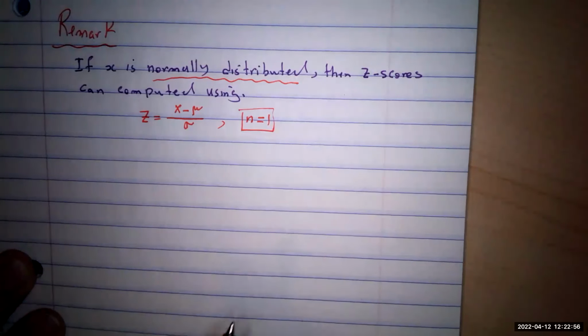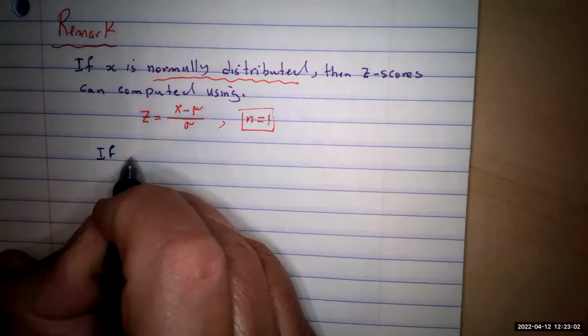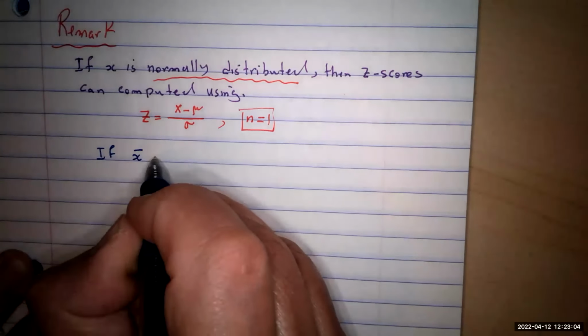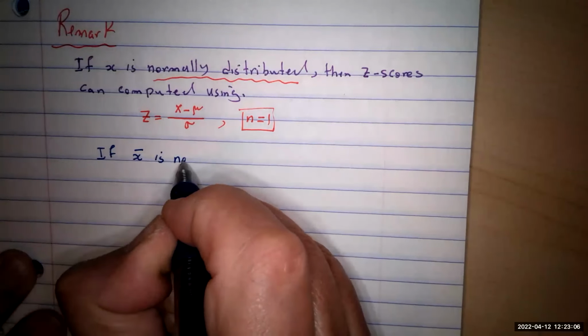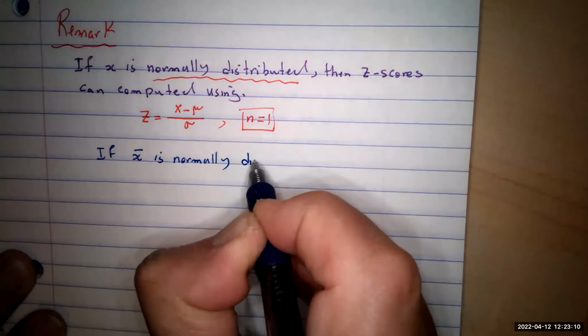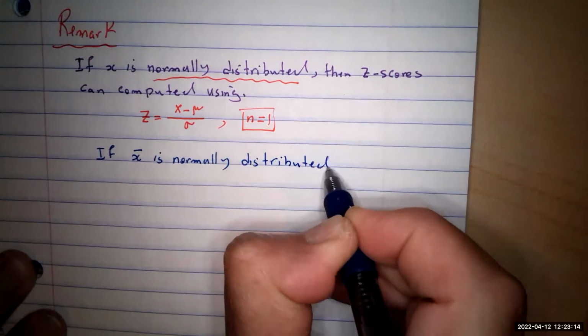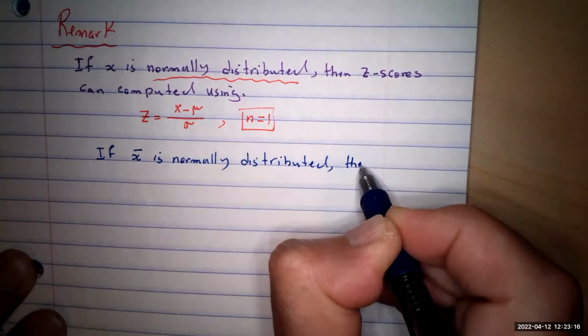Now, if x bar is the new one, if x bar is normally distributed, you have the same question. You have to find the probability again. Then that's the difference.